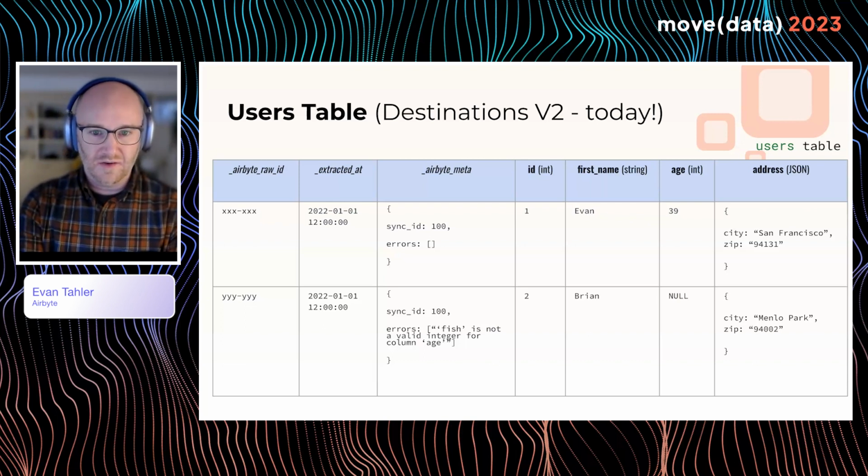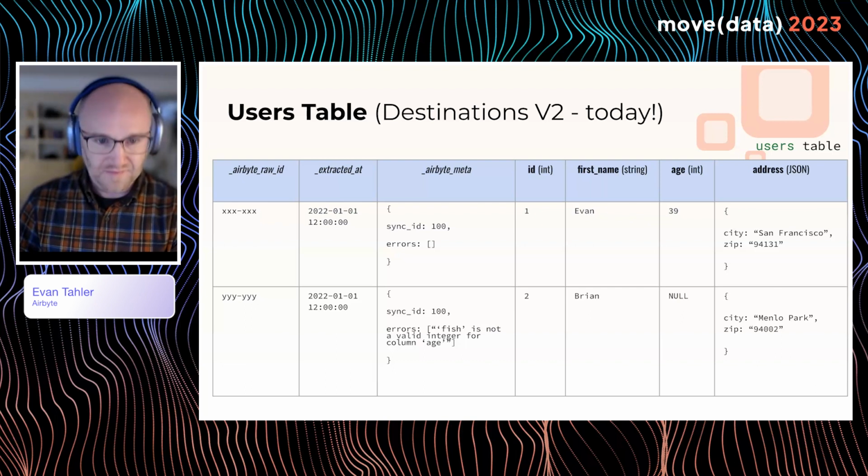So we can finally tell you that, hey, for user 2, age, which was fish, is not a valid integer. So in the strongly typed age column, there's nothing there. But you can go back to the errors column and see if something was wrong. But we still give you as much of your data as possible that is valid.